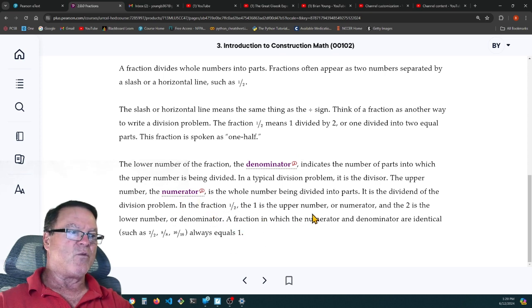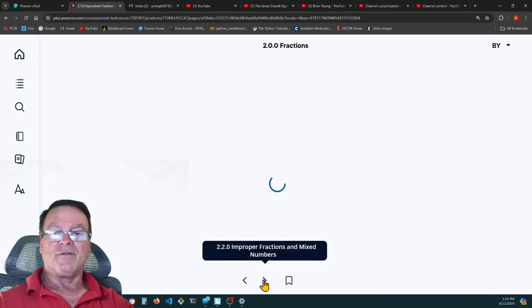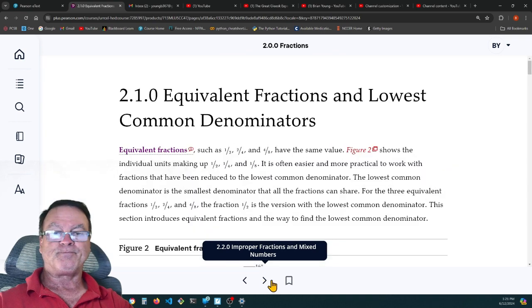In the fraction 1/2, the 1 is the upper number or numerator and the 2 is the lower number or denominator. A fraction in which the numerator and the denominator are identical is always equal to 1. So if you see a fraction that says 2/2, then that's equal to 1. 8/8, 16/16, all those are equivalent to 1.